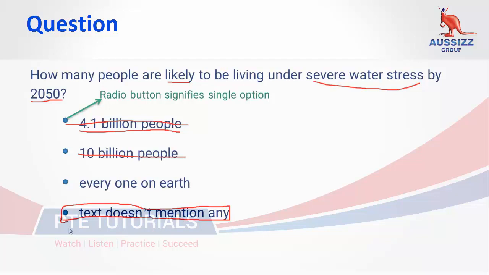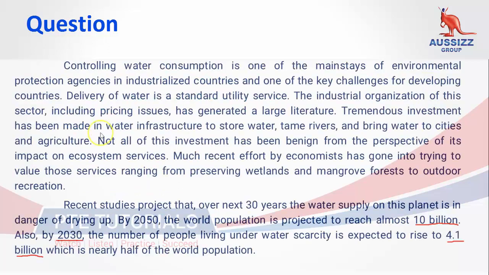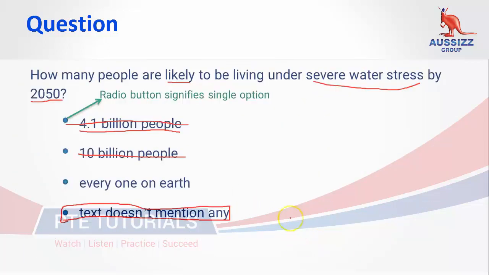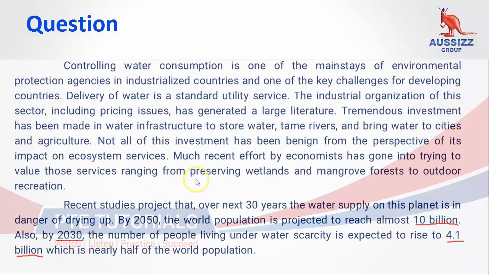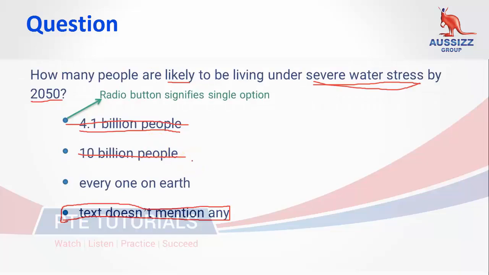The authors of the exam are going to be trying to confuse you. As you can see here, they included 10 billion people. No, that's the population by 2050. So part of it was correct, but also it didn't include the severe water stress. Now they also included 4.1 billion people, which we saw. They're trying to trick you into thinking 4.1 billion people will be living under water scarcity, which is not severe water stress. And then it is also by 2030, which is not the correct one.